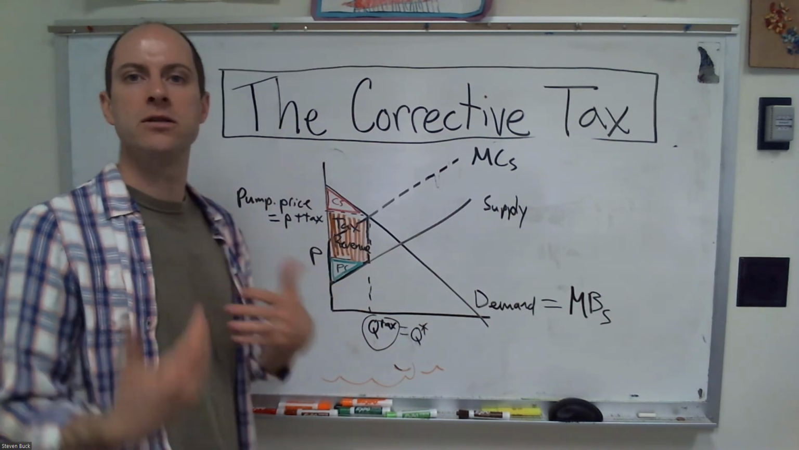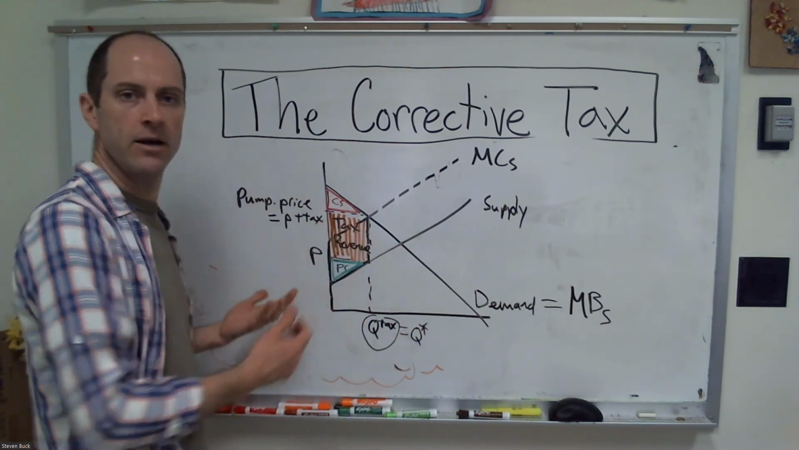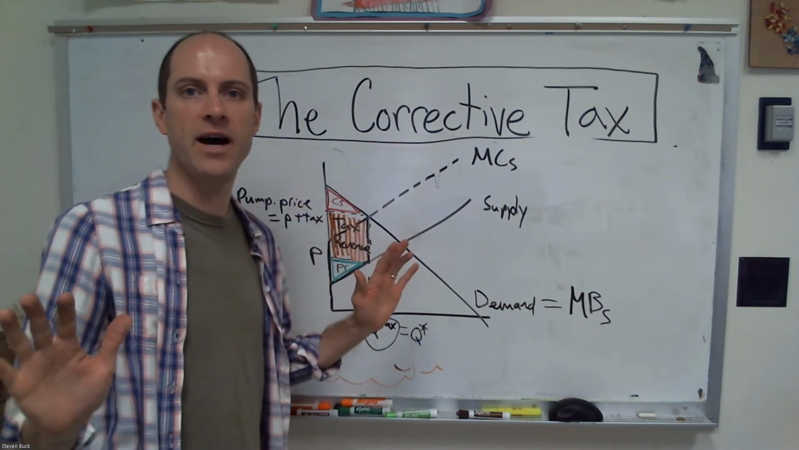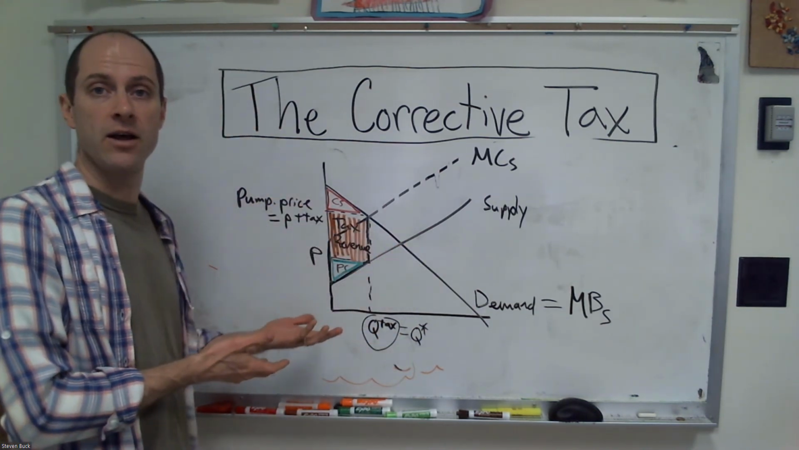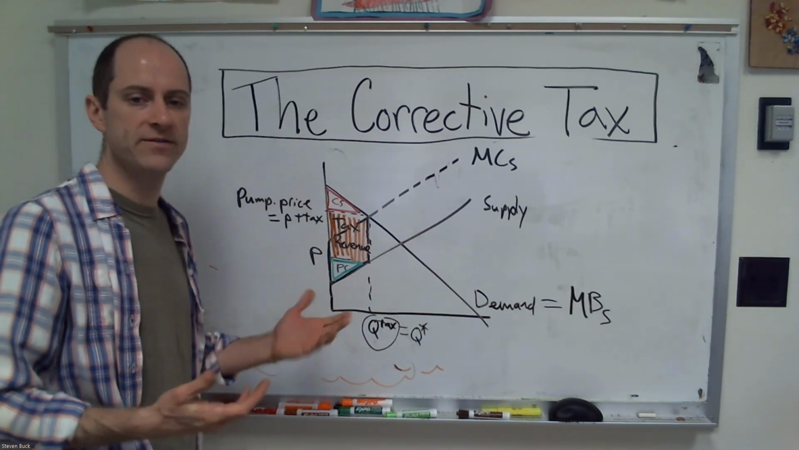If this is how you want to represent the total tax revenue and how you illustrate the corrective tax, that's fine by me. A lot of students find the first method a little more intuitive to them. But either way is fine.